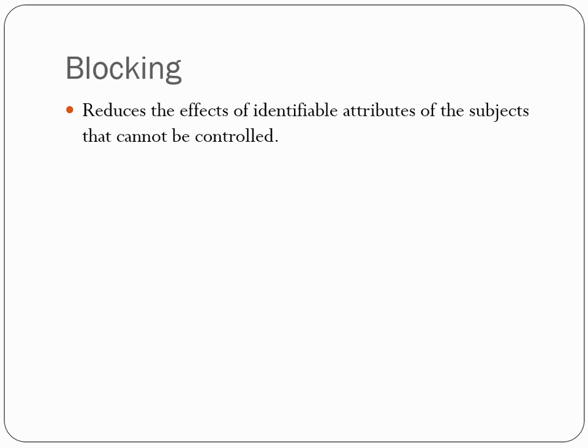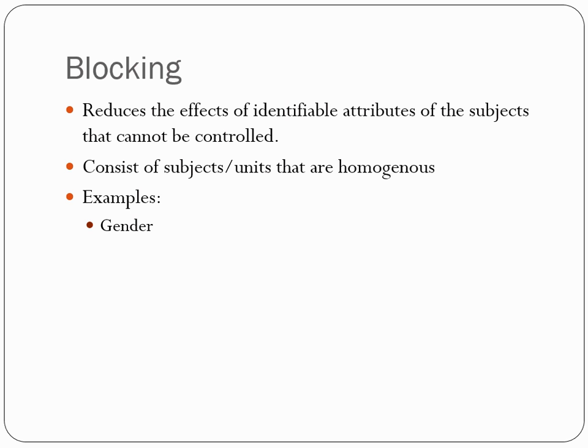So sometimes we can foresee that there are issues beforehand, which is why we would use blocking. And so what it's going to do, if we know that there's some kind of attribute that we can't control, we can do what's called blocking. So we'll set them up into homogeneous groups and then split the groups from there. So things like gender could have effects if we do experiments. Age could have an effect. Where someone lives, what they do.